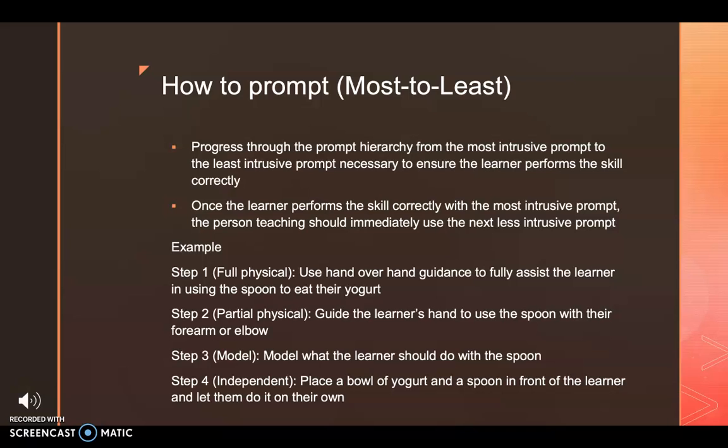And once they start eating their yogurt with their spoon correctly with a partial physical prompt, then you would move to step three, which would be using a model prompt, which would involve modeling what the learner should do with their spoon. And once they eat with their spoon correctly using the model prompt, then you would move to step four, which would be independent, which would be placing a bowl of yogurt and a spoon in front of the learner and letting them do it on their own.